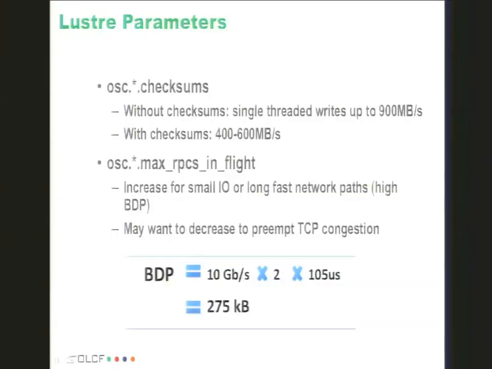So for some of the Lustre parameters, we turned off checksums because we noticed a huge throughput increase. Going from about 400 to 600 with the checksum turned on, we'd go up to 900 megabytes per second without. So we're just relying on TCP doing TCP checksums and not relying on the Lustre level.